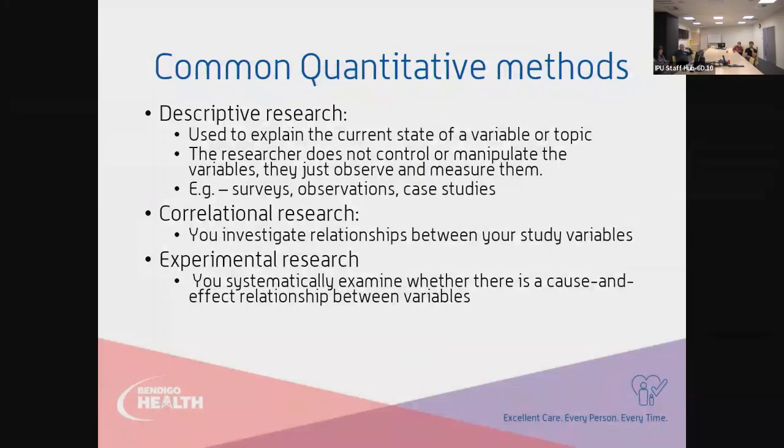And then correlation research, where you're investigating relationships between your study variables, also sort of called cause and effect. You can look at cause and effect under the correlation research with the variables. And experimental research, where you systematically examine whether there is actually a cause and effect relationship between the variables.